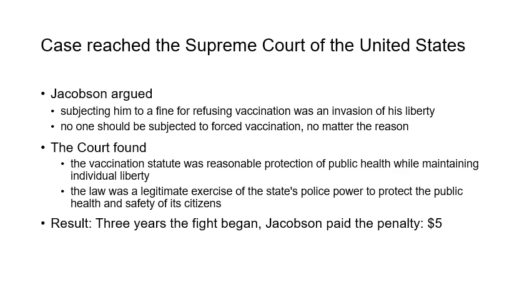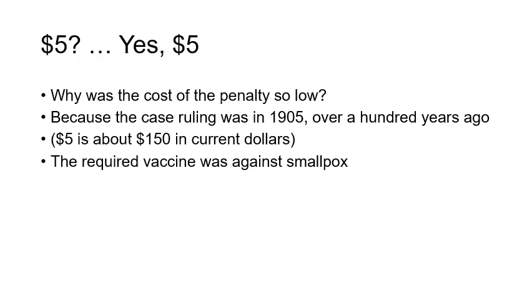Three years after the fight began, Jacobson paid the penalty: $5. $5, you say? Yep, $5. Why was the cost of the penalty so low? Because the case ruling was in 1905, over 100 years ago. By the way, $5 is about $150 in current dollars. The required vaccine was against smallpox.